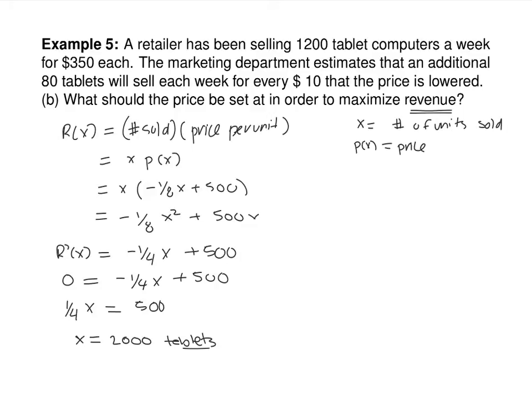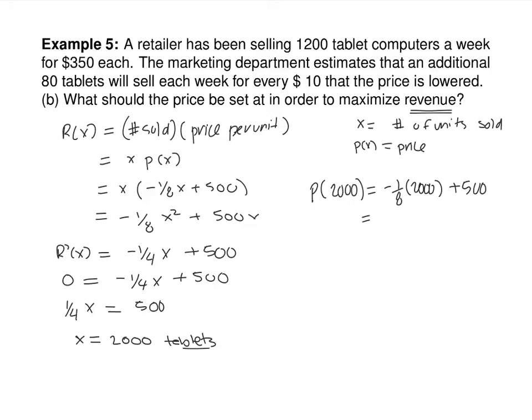So now you have to figure out how much they should cost. How would you figure that out? Put it into the price function. So you find P of 2,000. That'd be negative 1/8 times 2,000 plus 500. So what's 2,000 divided by 8? Hopefully it's not a negative number.